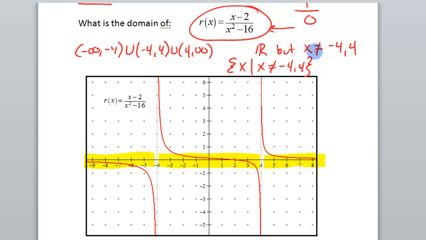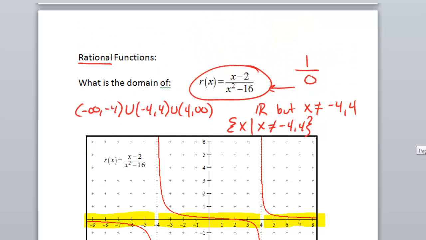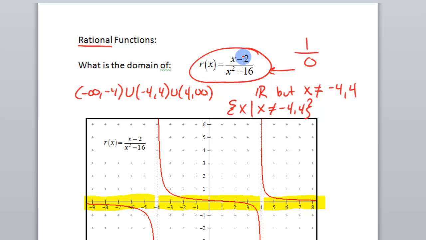But that's with rational functions now, remember. Those are rational functions that have a numerator and denominator. They are fractions. Always look to the denominator, exclude the values that make it equal to 0.